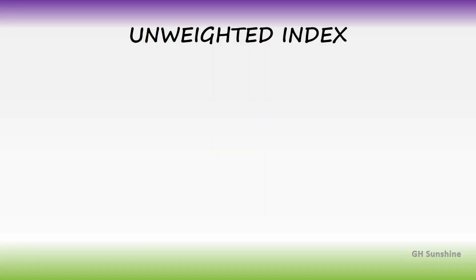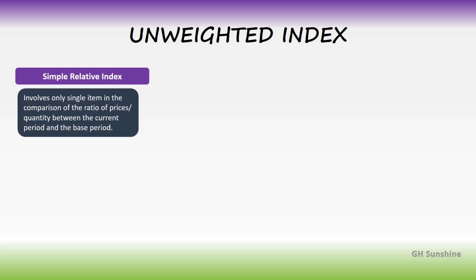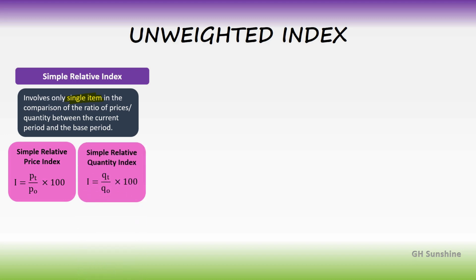So now is unweighted index. First, simple relative index means this index involves only single item in the comparison of the ratio of price or quantity between the current period and the base period. The keyword here is single item. So this is the formula to calculate simple relative price index and then simple relative quantity index.